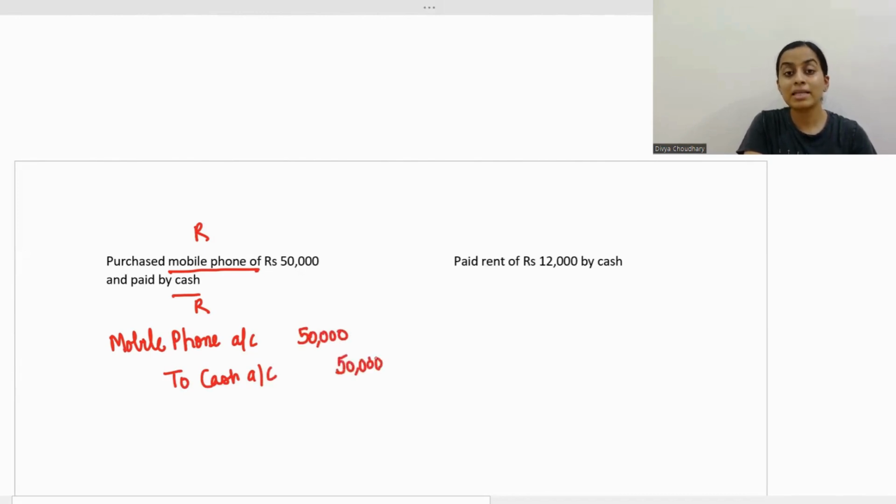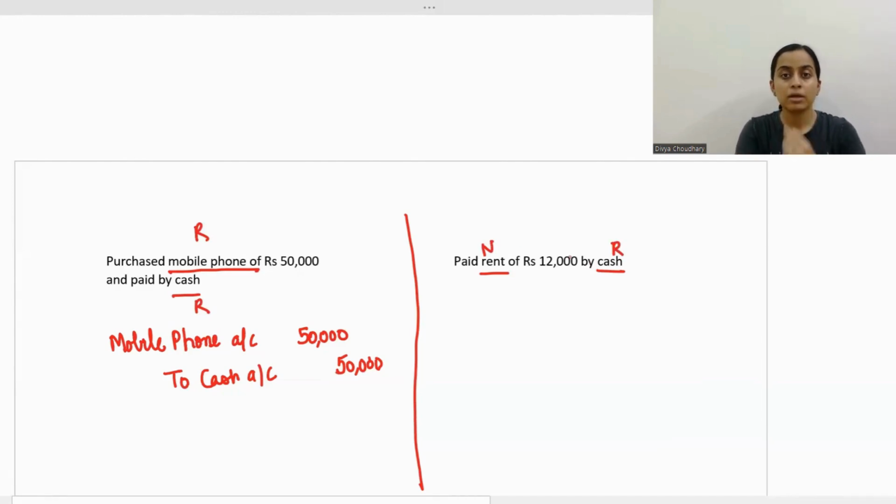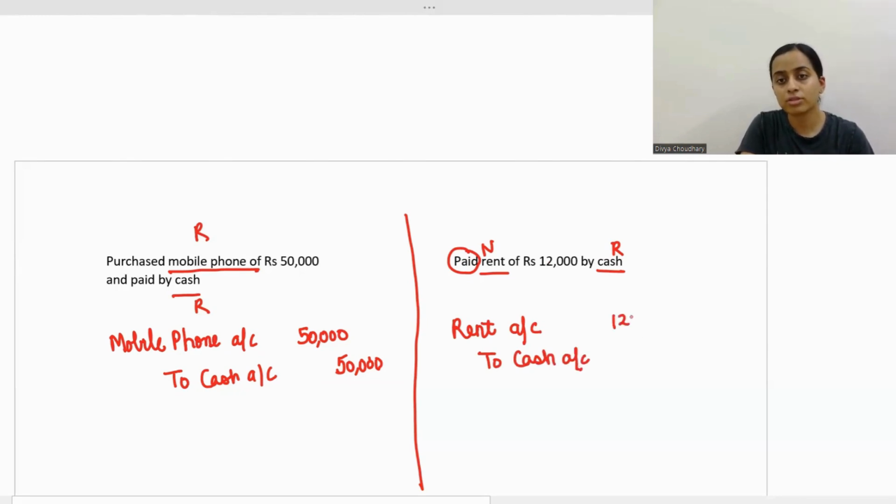All right. My next transaction is paid rent by cash. What are the two items? One is rent and one is cash. Rent is nominal account and cash is real account. Nominal account rule, debit all expenses and losses, credit all income and gains. Since we are paying, that makes it an expense and I will have to debit rent account, and cash being real account is going out of the business, to cash account, 12,000.